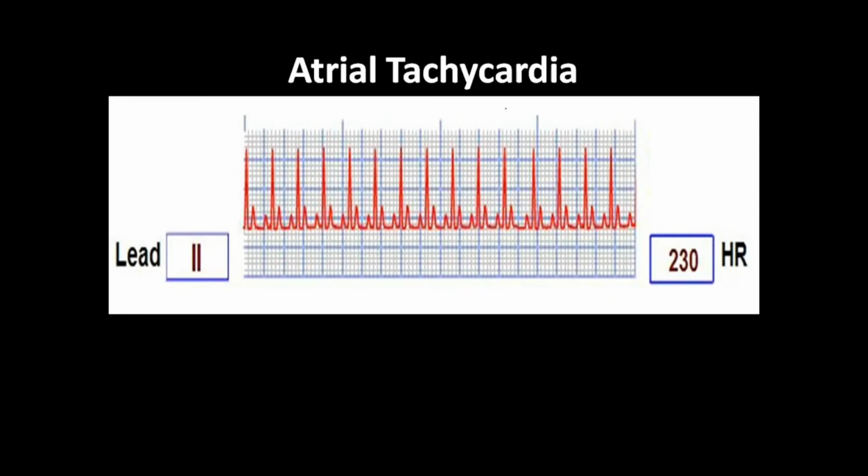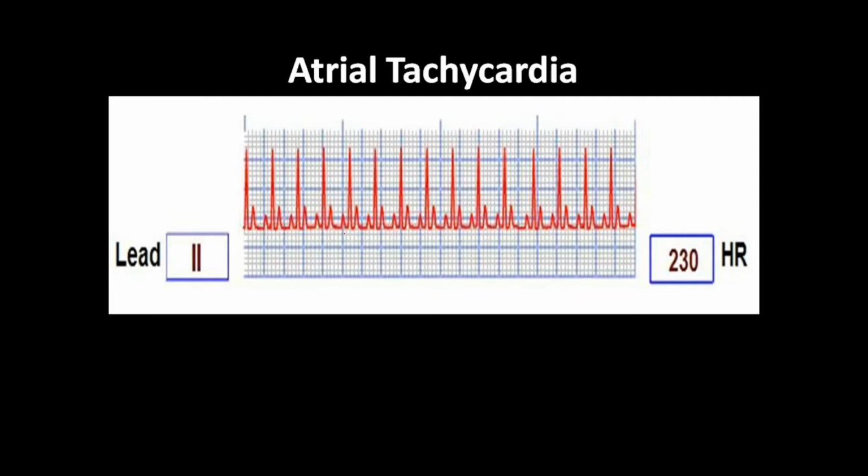Next, we can see atrial tachycardia. As the name suggests, it is a tachycardia. Tachycardia means heart rate will be more than 100 beats per minute. And here you can see the P wave, QRS complex and a T wave.